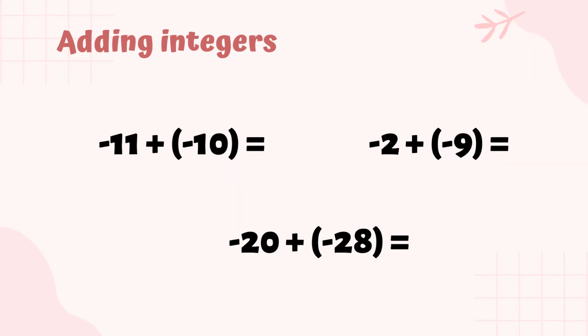So let's try this one. You can answer it on your own. Negative 11 plus negative 10 is, okay, correct. That is negative 21. How about negative 2 plus negative 9? Okay, correct. Negative 11. How about negative 20 plus negative 28? Okay, correct. We have negative 48. So that's it. It is very simple. If you have integers with the same sign, simply add the two and copy the common sign.